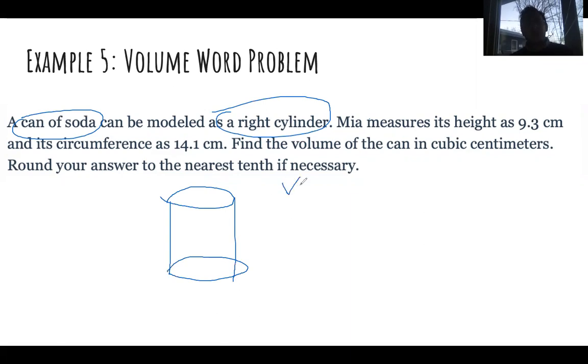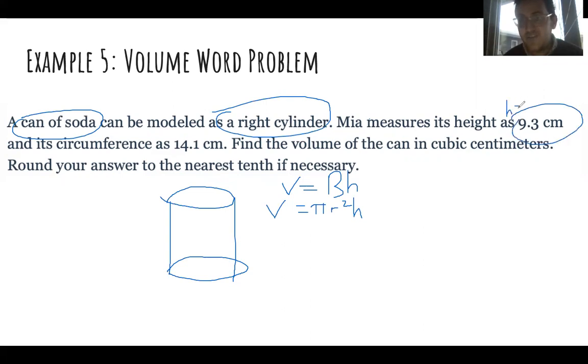And our general formula is capital B times H because we got two bases. And I like to break it down a little bit more, so I'm going to write pi r squared times H. Now it gives me that my height is 9.3. And it gives me that the circumference is 14.1. So they did make it a little trickier. Now, the good news is that we also have a circumference formula. The circumference of a circle is 2 pi r.